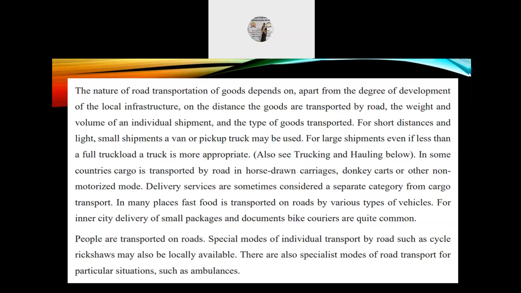People are transported on roads. Special modes of individual transport by roads, such as cycle rickshaws, may also be locally available. There are also specialist modes of road transport for particular situations, such as ambulances.